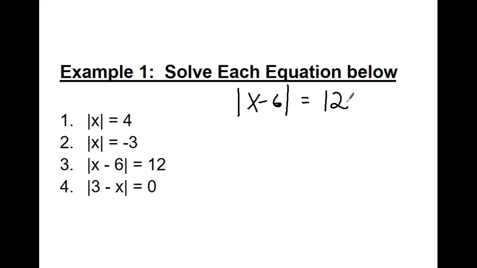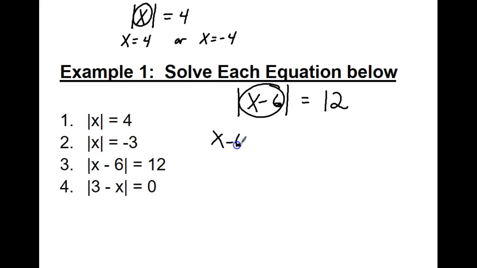Okay, so here's the thing. Let's backtrack a little bit. You guys remember this? If the absolute value of x equals 4, that means that x, whatever's inside the absolute value parentheses, can equal 4, or it can equal -4, right? Well, same thing over here. It just looks a little bit different. Whatever's in the absolute value, in this case it's x minus 6, can equal what? It can equal 12, or it can equal -12.